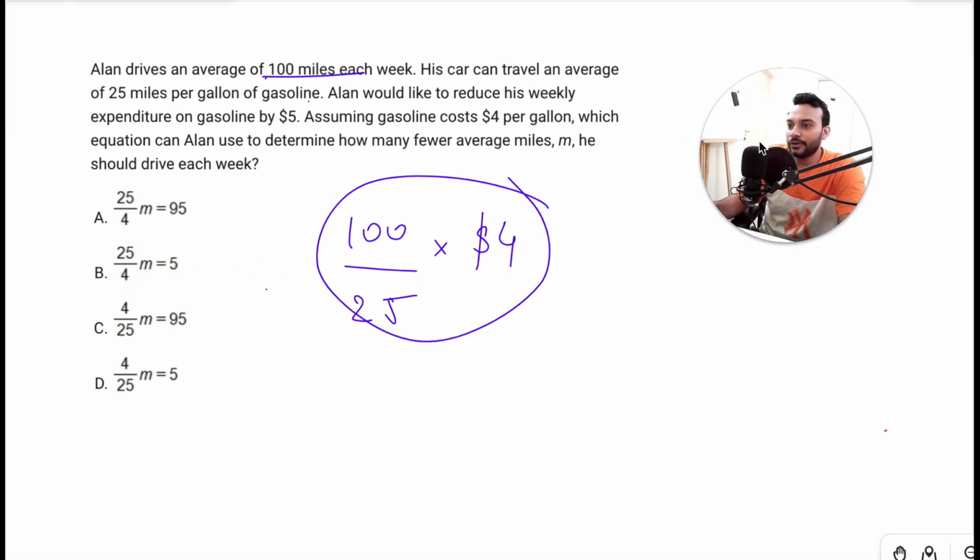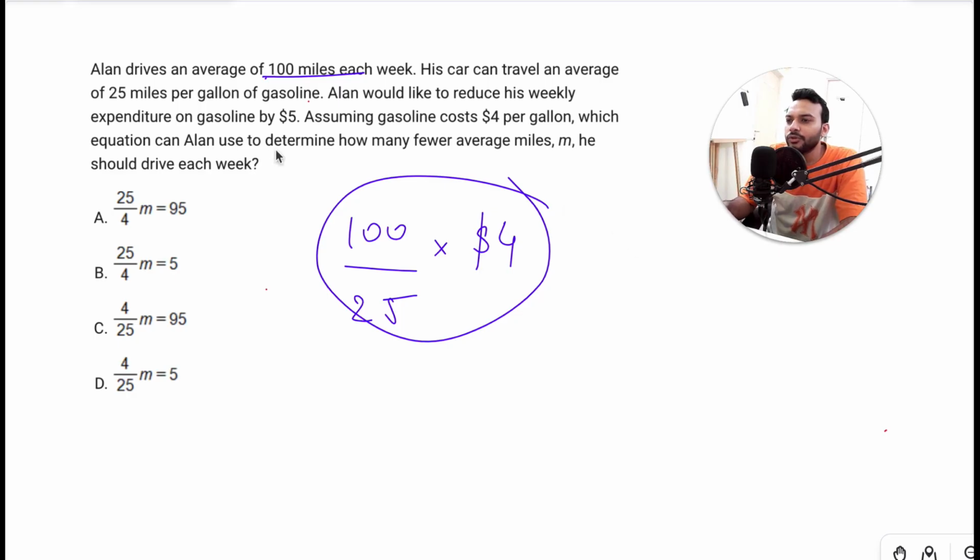It's important to understand the framing of the question, the wording of the question. In the last line, it says, assuming gasoline costs $4 per gallon, which equation can Alan use to determine how many fewer average miles he should drive each week? That means they're not asking us the total number of miles he should be driving, but instead the number of miles he should be reducing from the 100 miles each week.